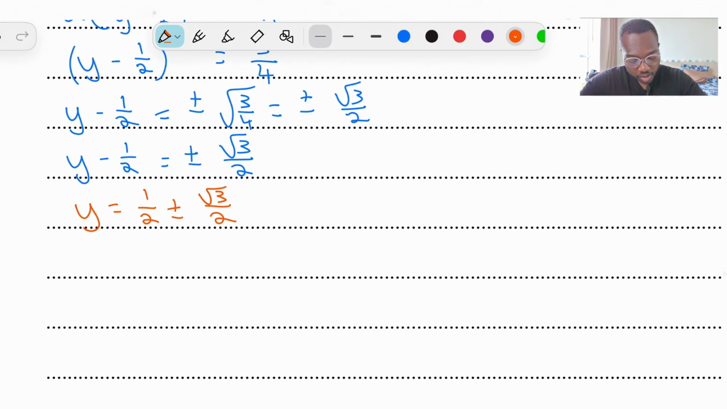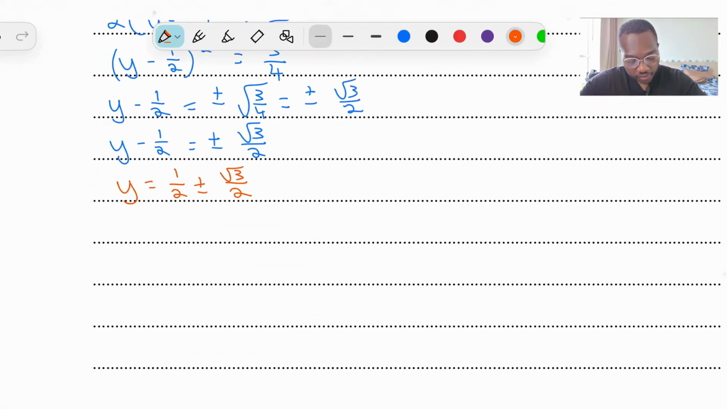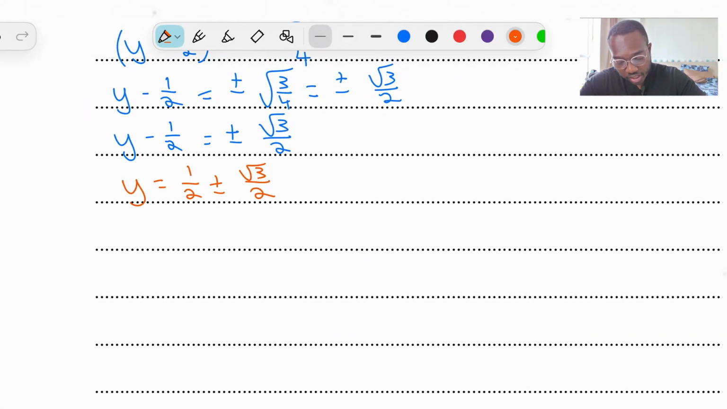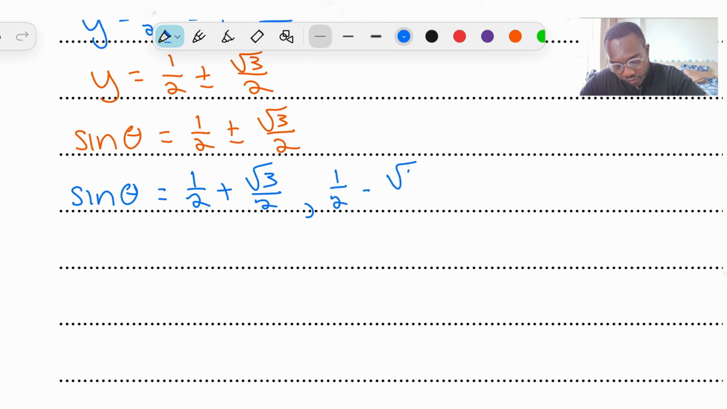So now that we've got y is equal to a half plus or minus root 3 over 2, therefore, go back to our substitution. Obviously, we said that y was sine theta. So therefore, we need to change this to sine theta is equal to a half plus or minus root 3 over 2. So now we know that our 2 points are sine theta is equal to a half plus root 3 over 2 and a half minus root 3 over 2.